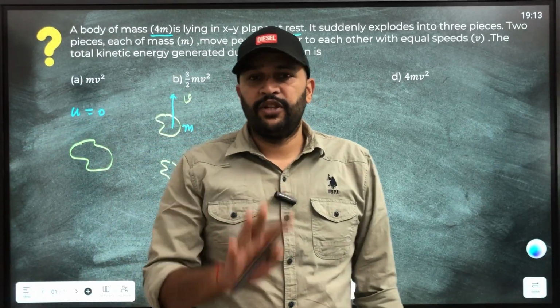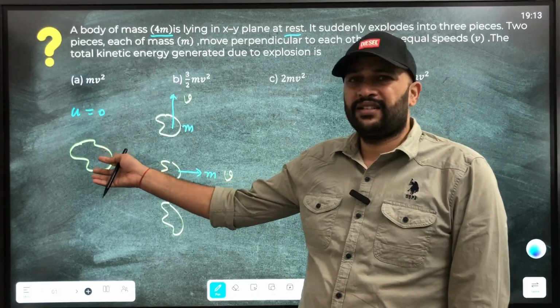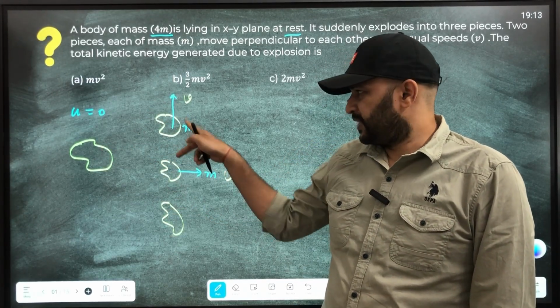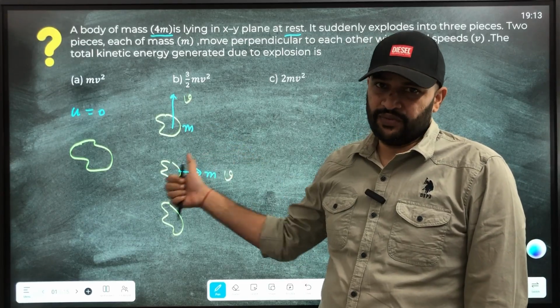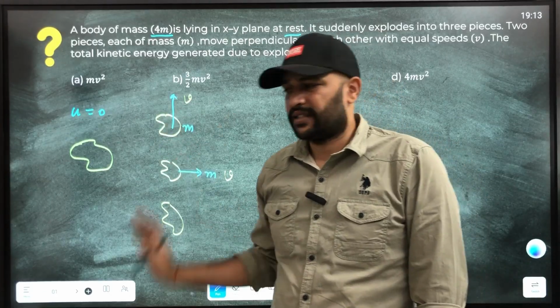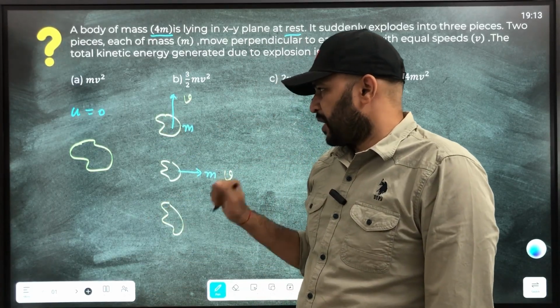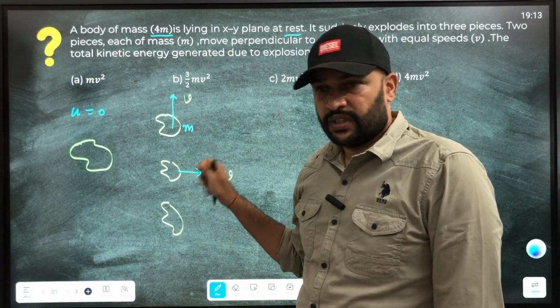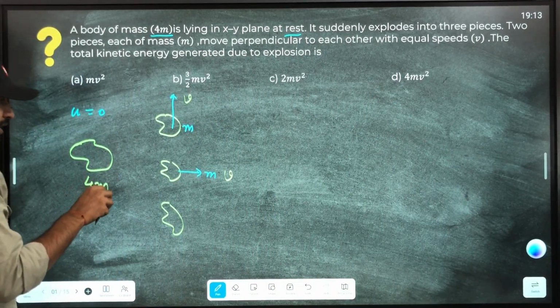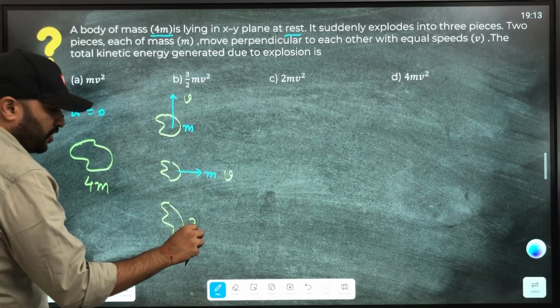Understood? So let me explain the problem in simple language. Let's say this is a rock. This rock is getting split into 3 pieces, out of which 2 pieces are moving perpendicular to each other. So if one is along the x-axis, this will be along the y-axis. You can take even yz or zx. We don't know the velocity of the third piece, but we know its mass. If the initial mass is 4m and two pieces are m and m, then obviously the third will be of mass 2m.